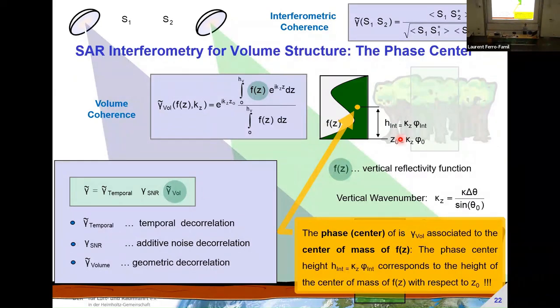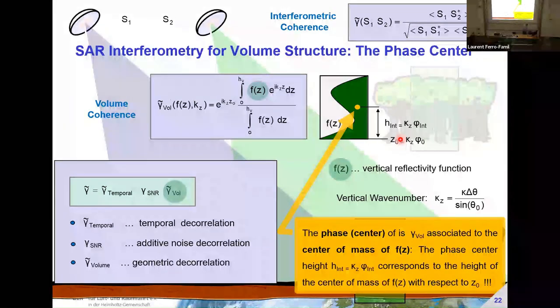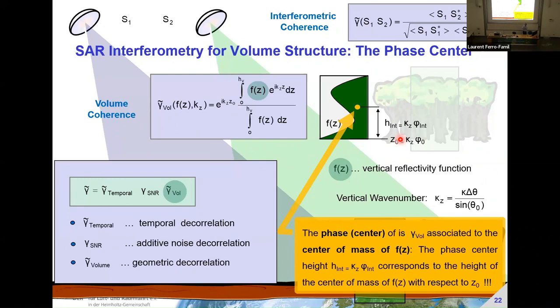You understand? But then you remember that the big kappa zeta reduces the coherence. And if you reduce the coherence, your phase standard deviation increases. So you increase your uncertainty in the measurements of phase. So you have a bit of a trade-off. You need to define which kind of height difference you would like to see. And then based on this, you can dimension your baseline.